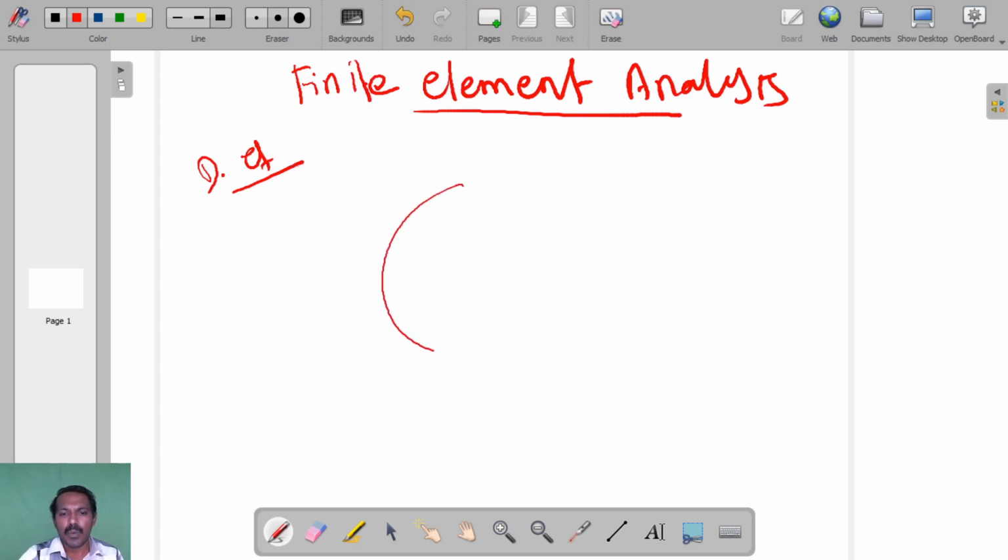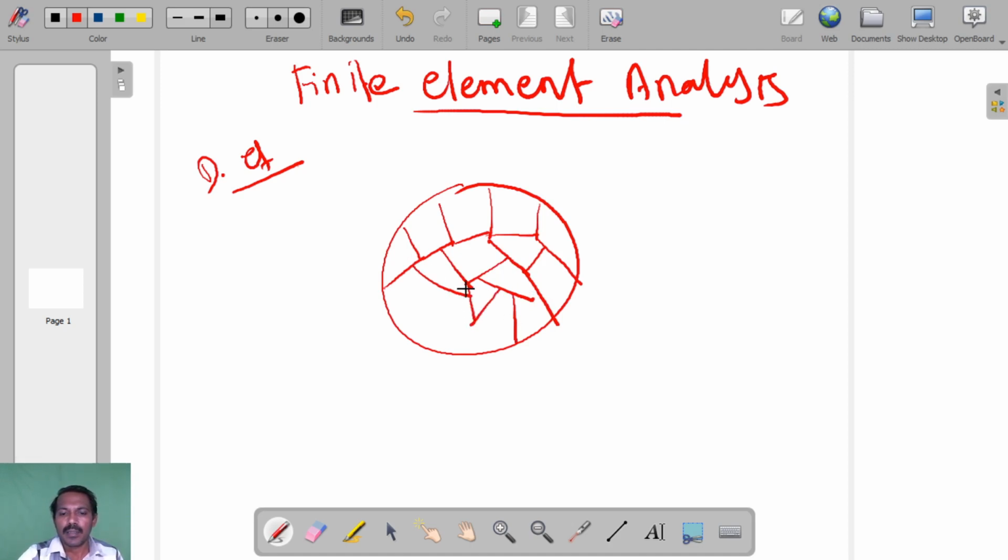First, we take one body. This body is divided into small dimensions. These small divisions are called elements. These elements are connected at points, and this point is called a nodal. So this is an element and this is a nodal.